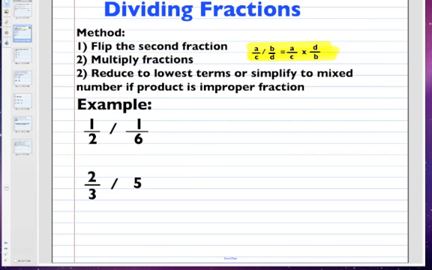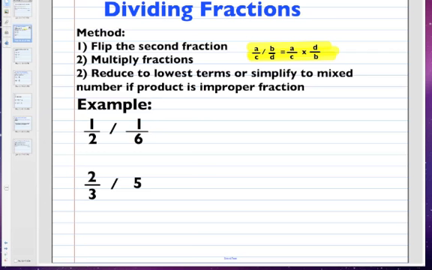So dividing fractions is actually quite simple because what you do is you turn it into a multiplication problem, and you know what to do with multiplying fractions from our last lesson. But it takes one additional step, and one very important step that you have to do before you are dividing.